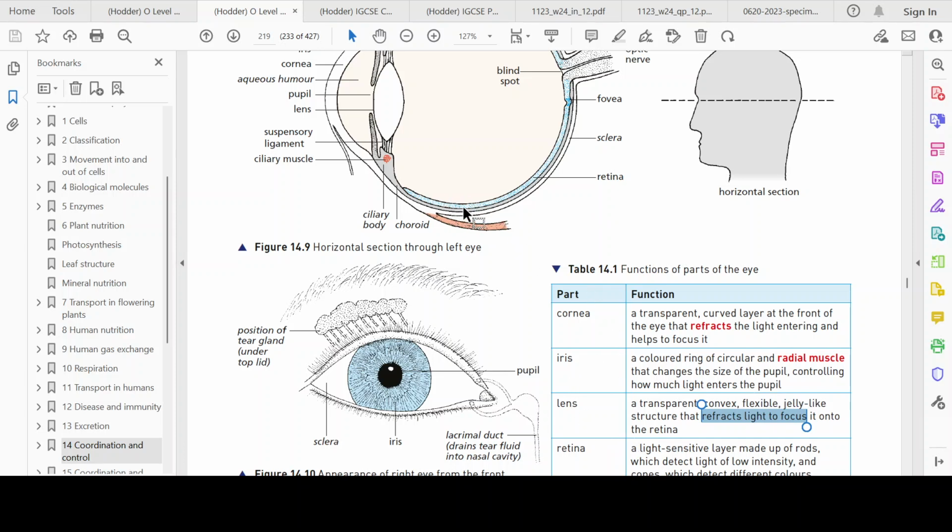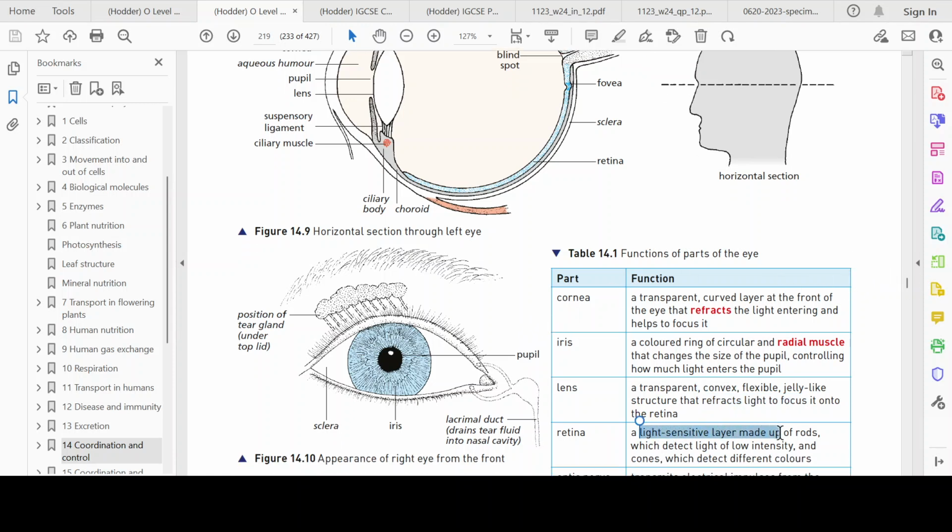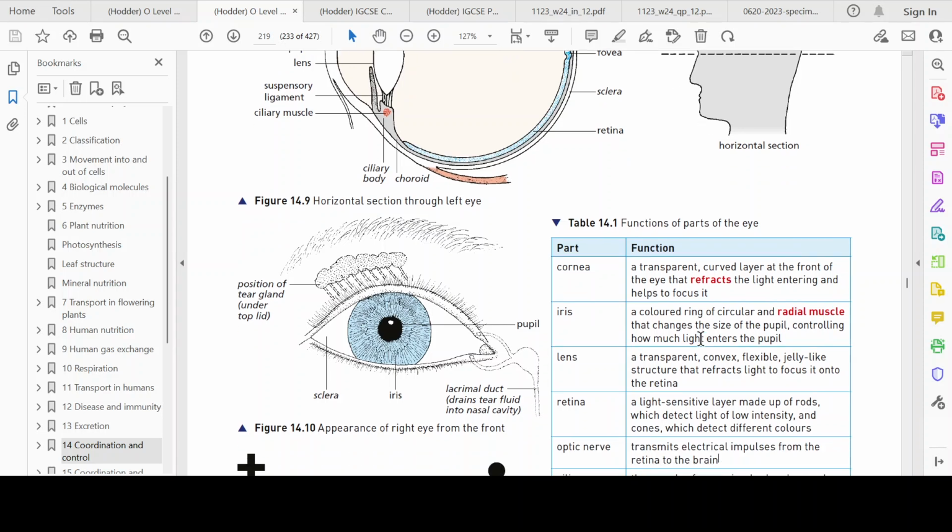Then you've got the retina, that bluish layer that you can see over here. It is a light-sensitive layer made up of rods, which detect light of low intensity, and cones, which detect different colors. So there are two different types of receptors. The rods detect light of low intensity, and the cones detect color. They have different functions, and both are present on the retina.